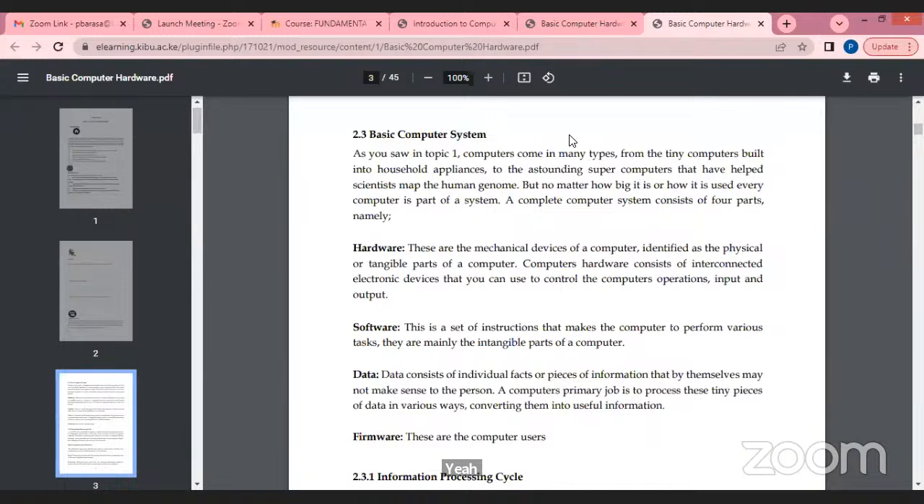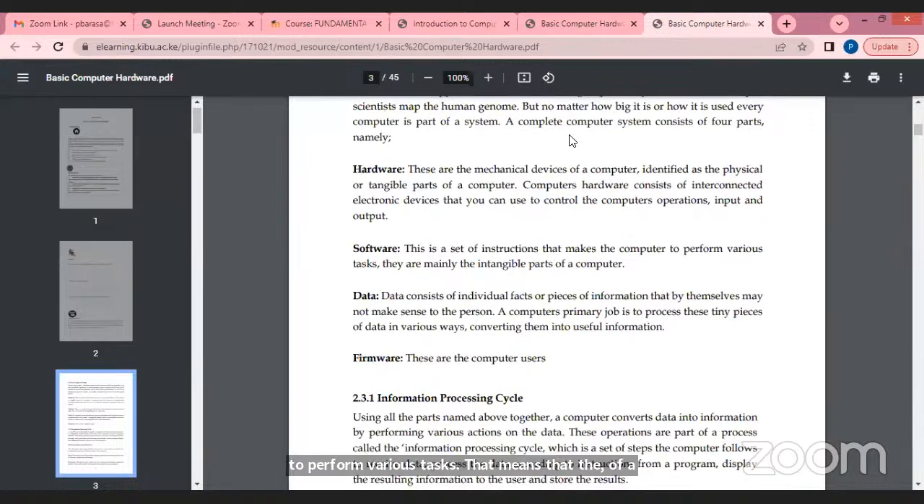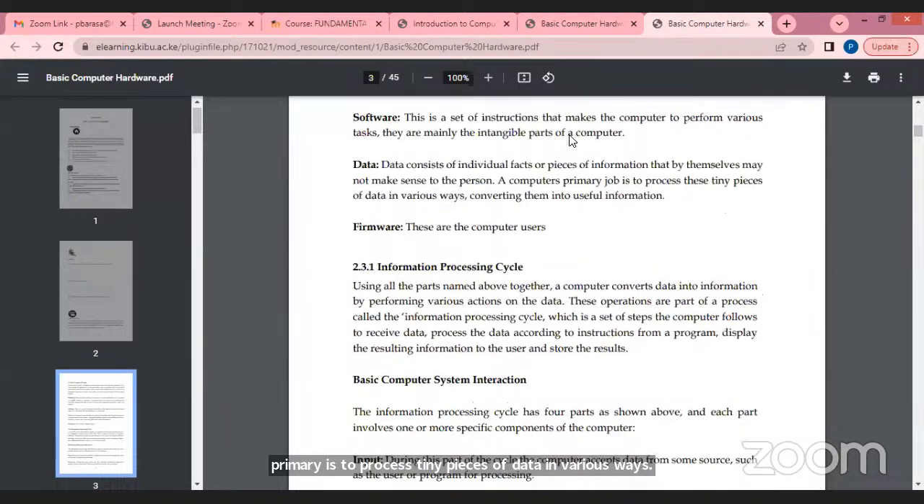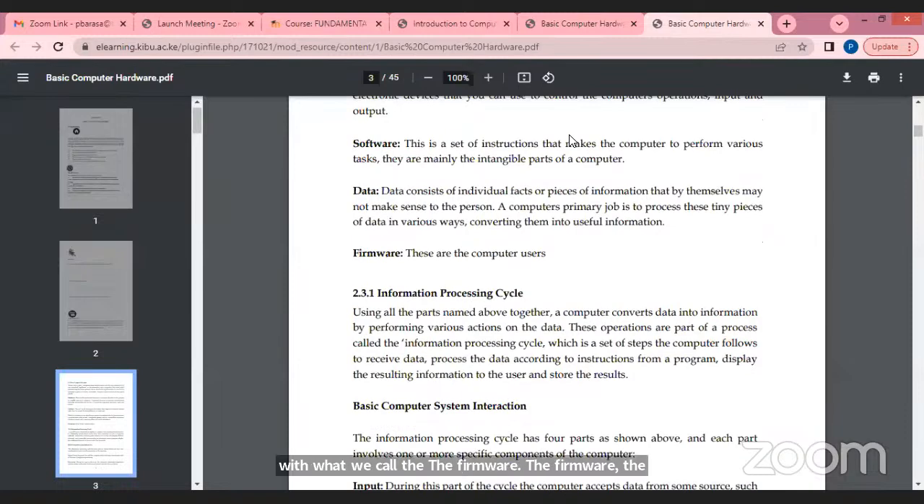So the basic computer systems. Hardware are the mechanical devices of a computer, identified as the physical or tangible parts of the computer. Computer hardware consists of interconnected electronic devices that you can use to control the computer operations, input, output. Software is the set of instructions that makes the computer perform various tasks, mainly the intangible parts of a computer. And then we have data. Data consists of individual facts or pieces of information that, by themselves, may not make sense to the person. So a computer's primary job is to process these tiny pieces of data in various ways, converting them into useful information. Then we have what we call the firmware. The firmware are the computer users.